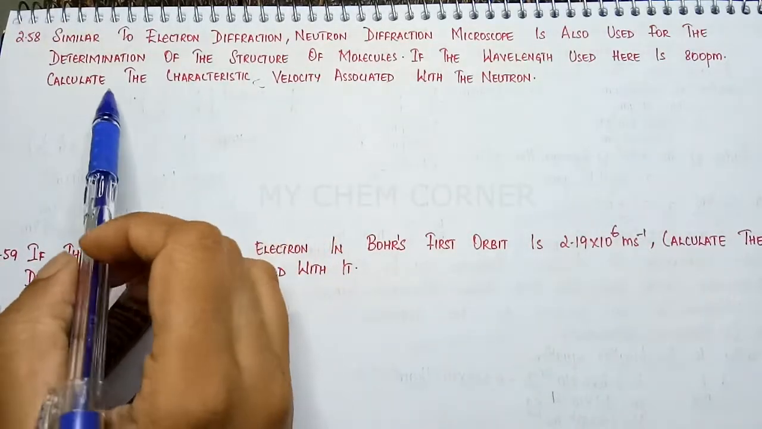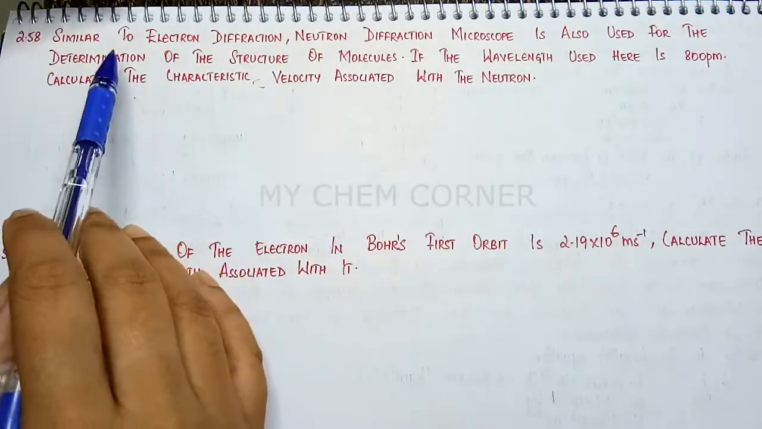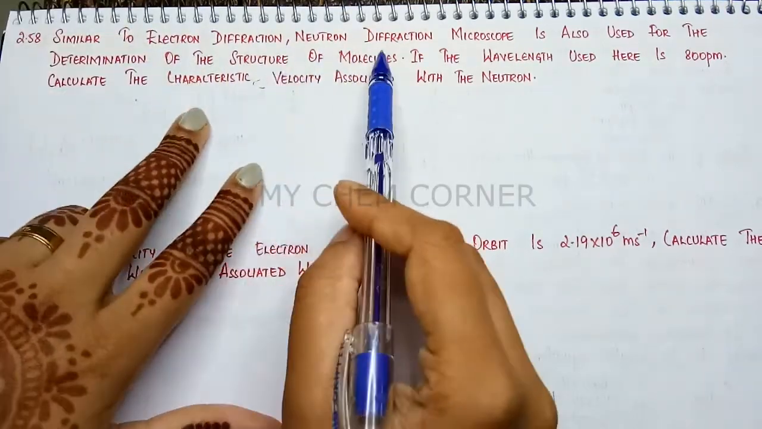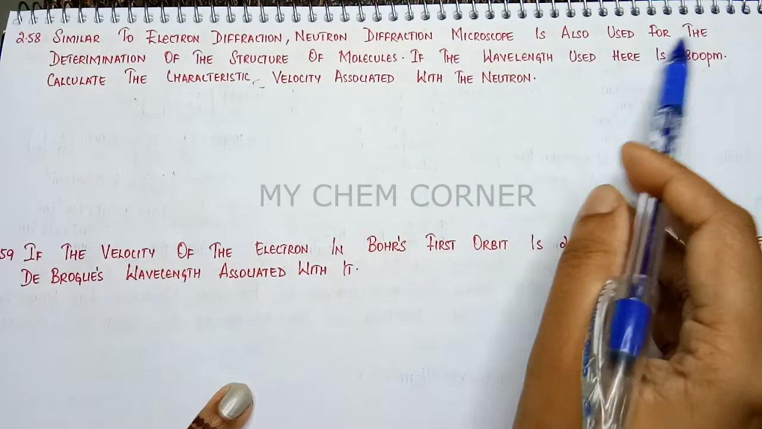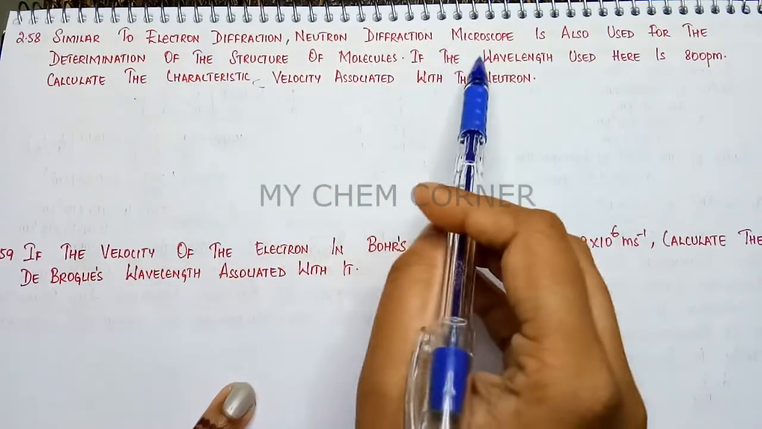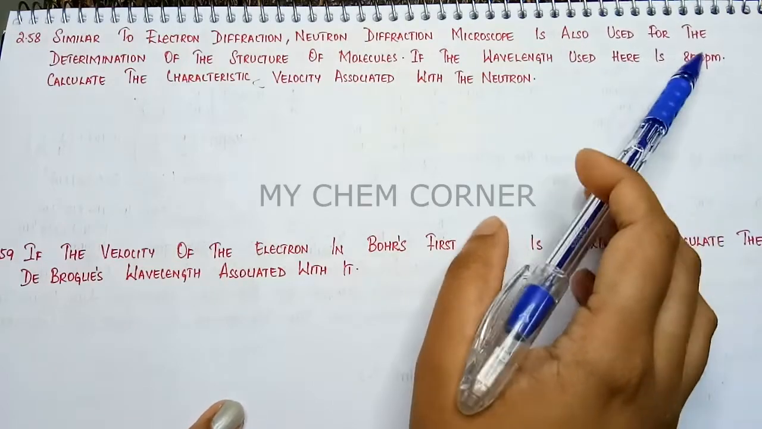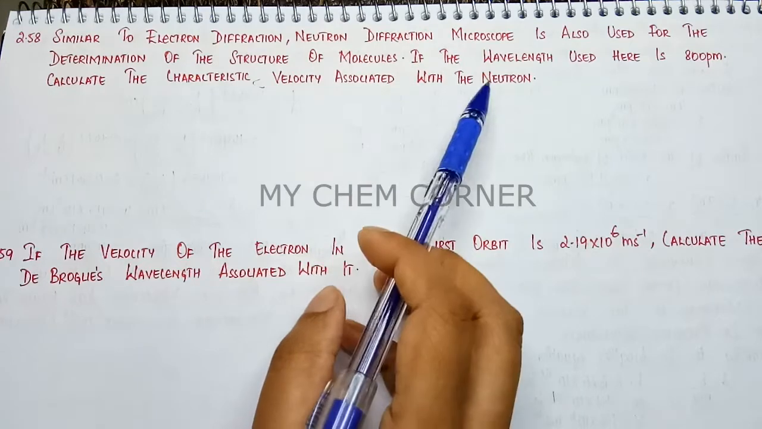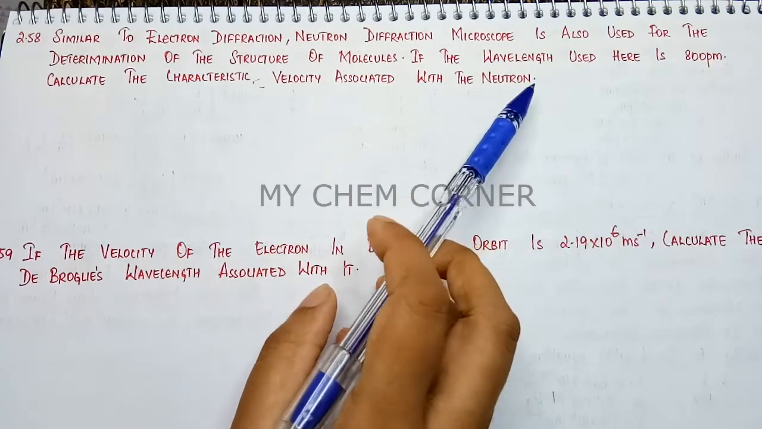So next question is question number 2.58. Here the question says, similar to electron diffraction, neutron diffraction microscope is also used for the determination of the structure of molecules. If the wavelength used here is 800 picometer, calculate the characteristic velocity associated with the neutron.